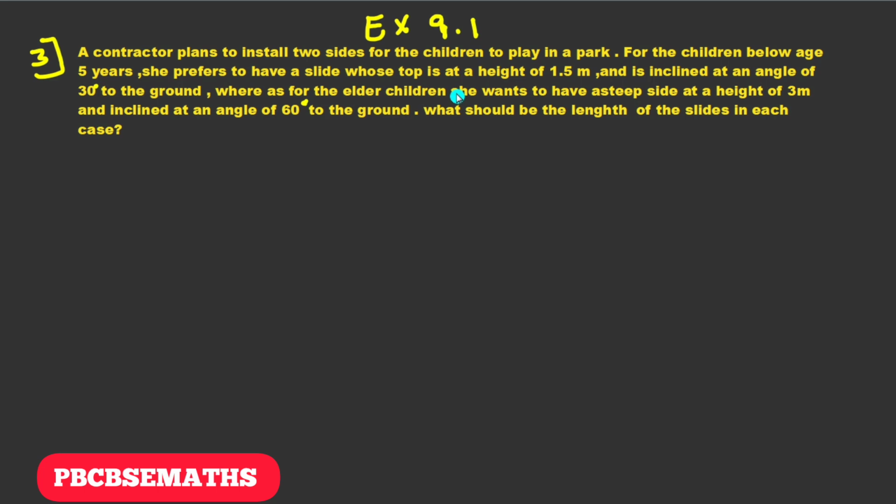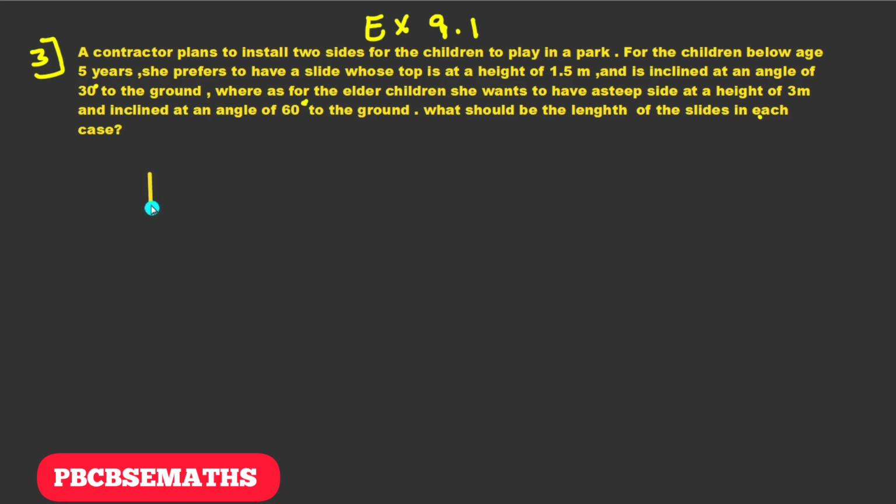Whereas for the elder children, she wants to have a steep slide at a height of 3 meter and inclined at an angle of 60 degrees to the ground. What should be the lengths of slides in each case? Here we need to find out the lengths of those slides.